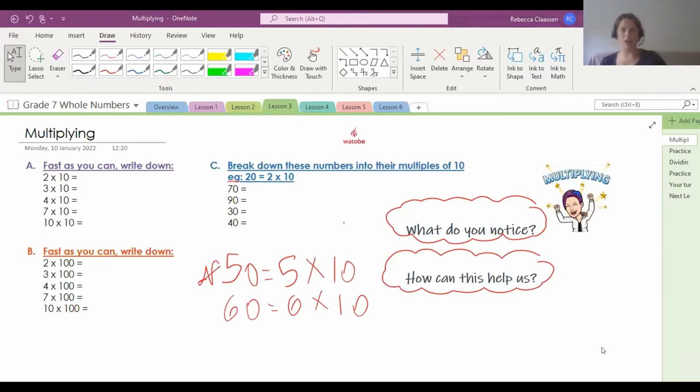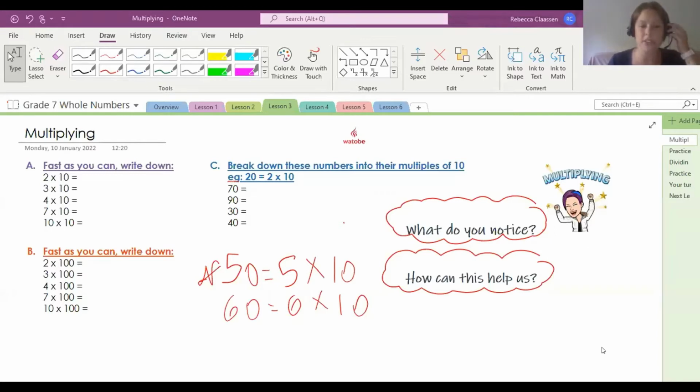For those of you who've just come on, we are doing some brain warm-up work, and I'll explain the reason behind doing it in a minute. You're going to write down as fast as you can 2 times 10 equals and what the answer is. It's very simple stuff to start with. So 2 times 10 equals 20, 3 times 10, and so on. For A and B, that's what you're doing. And then for C, you're breaking the numbers down into their multiple with 10.